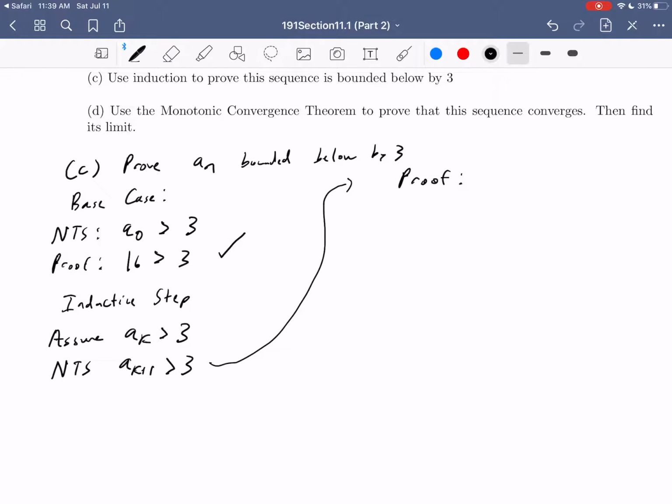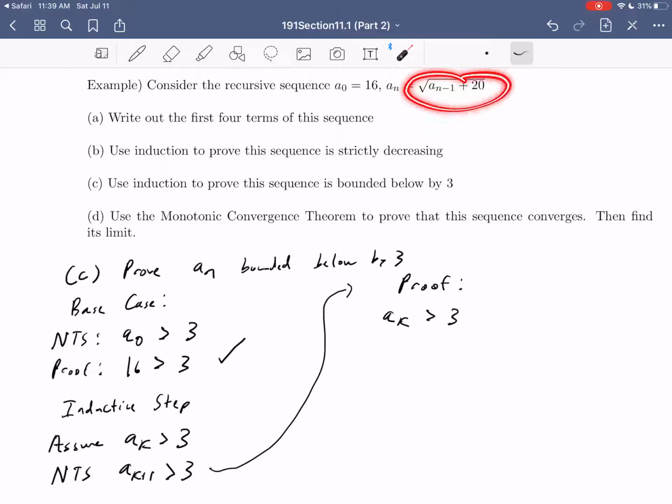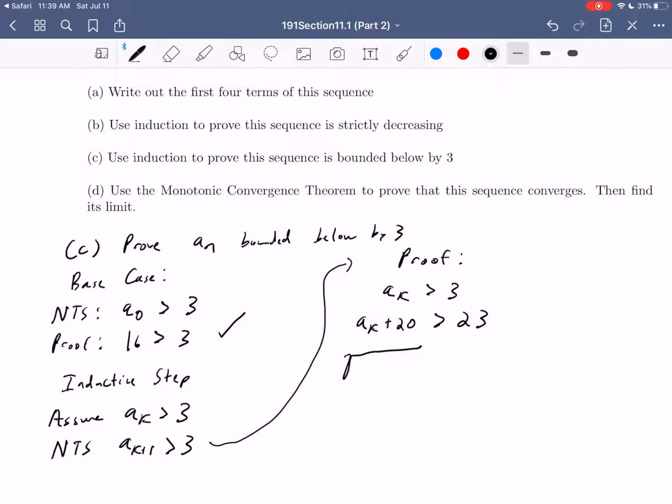For our proof, always start with your assumption. So AK greater than 3. And then just follow the order of operations of our recursive sequence. Add 20 to both sides. AK plus 20 must be greater than 23. Square root both sides. Square root doesn't screw up the order of the inequality. And then there we go.